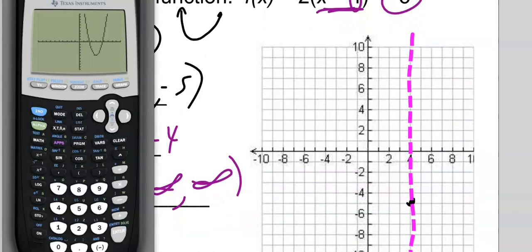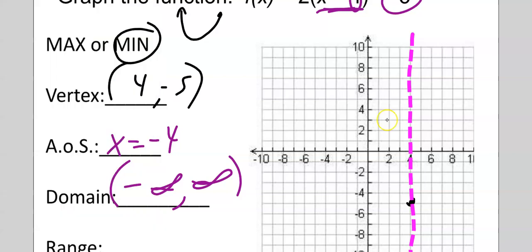Okay, so let's go back to the calculator. Hopefully some of you caught that before I did. And we're going to go to table. And that goes way too big real fast. So we want numbers like 3 and -3. So 2, 3, and 3, -3.